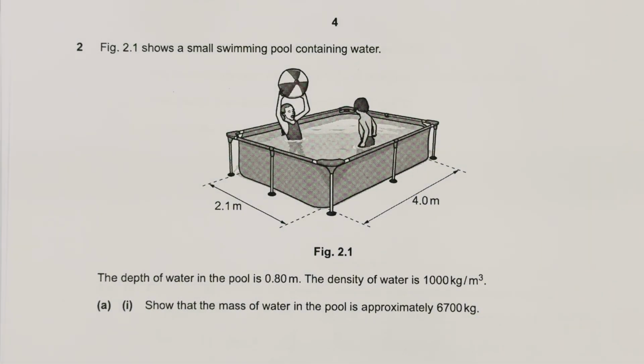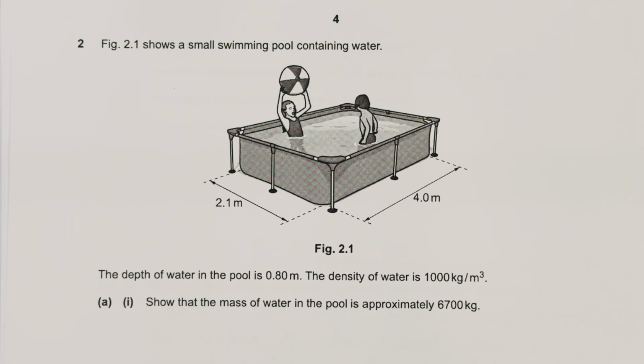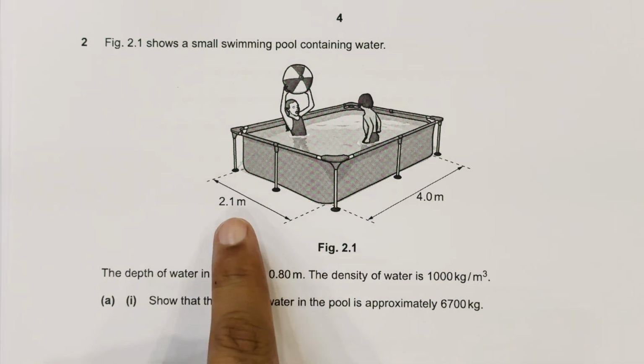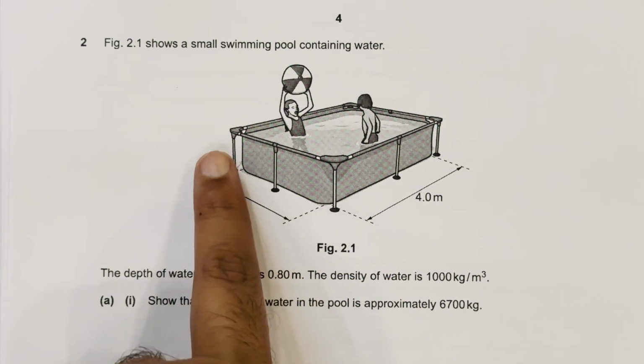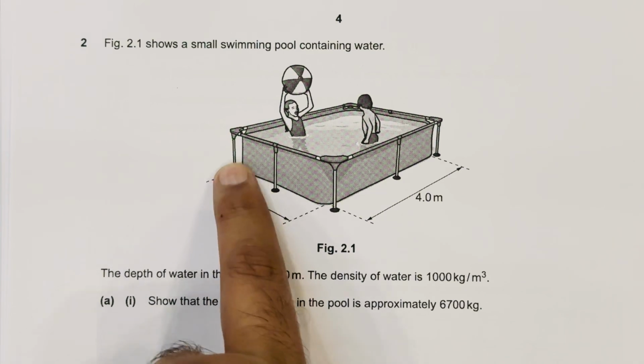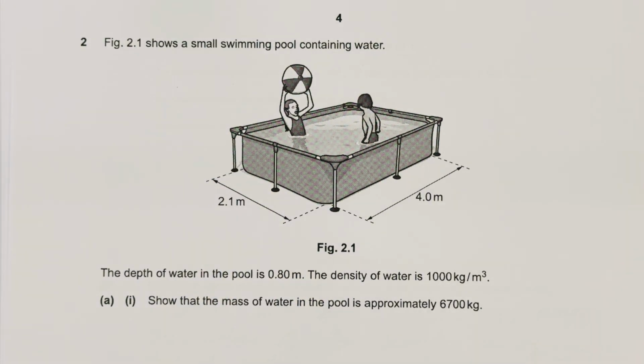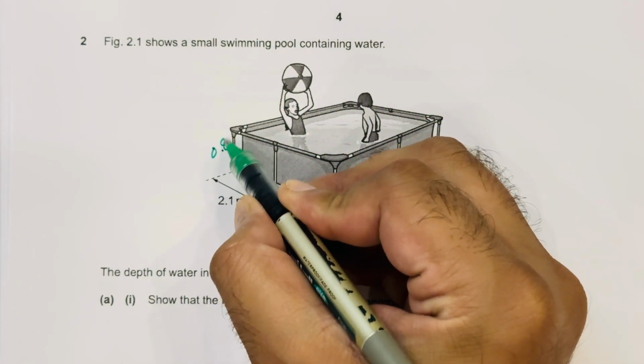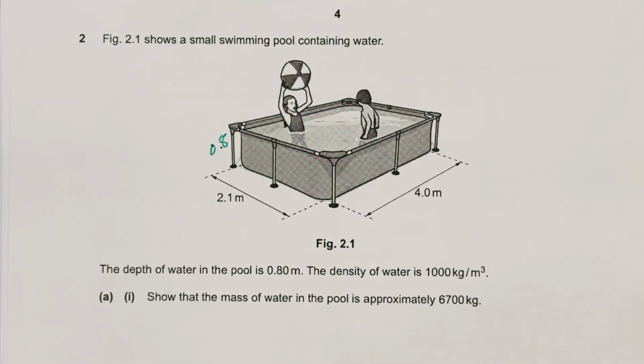Moving to question number 2. Question number 2: Figure 2.1 shows a small swimming pool containing water. Okay, we can clearly see that it also has the dimensions 2.1 and 4, and we have to take its height for the calculation of volume. The depth of the water is 0.8, so we can write over here this is 0.8.